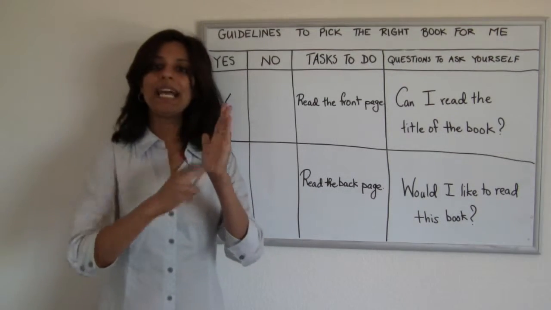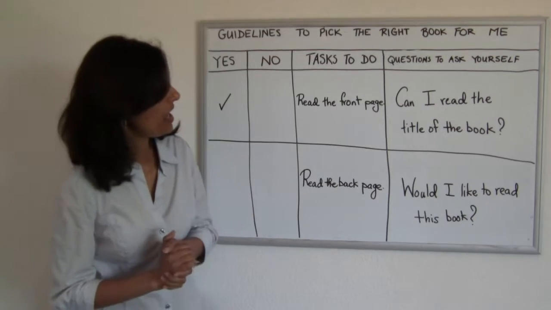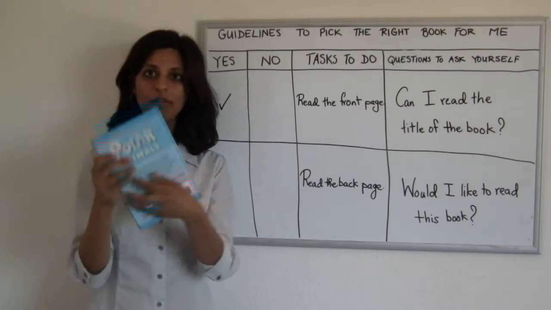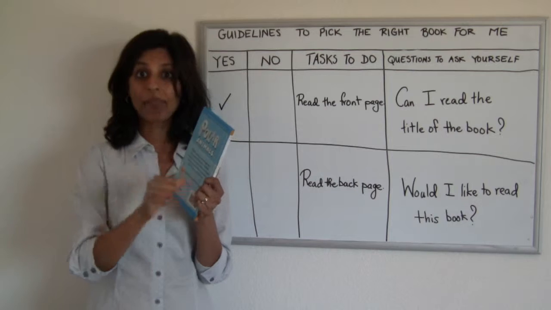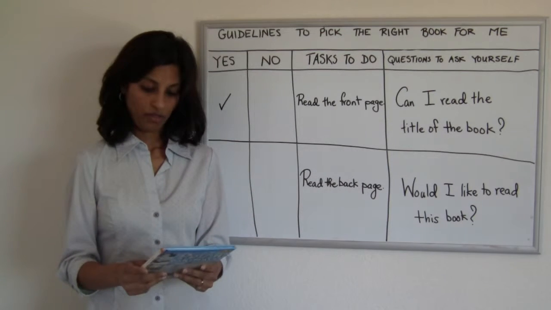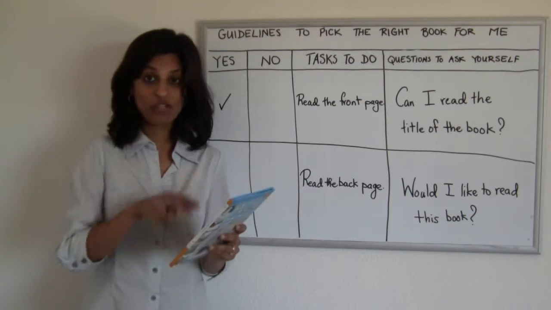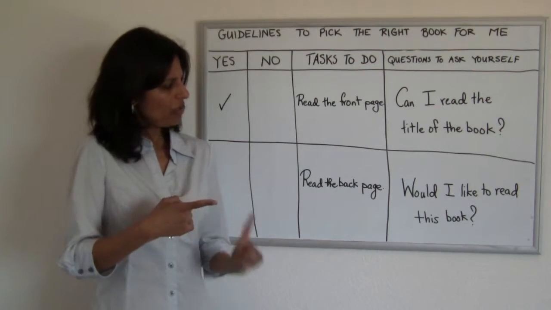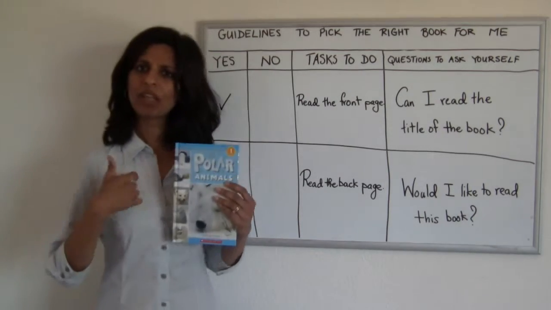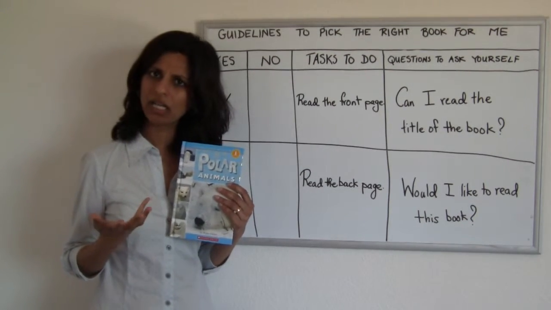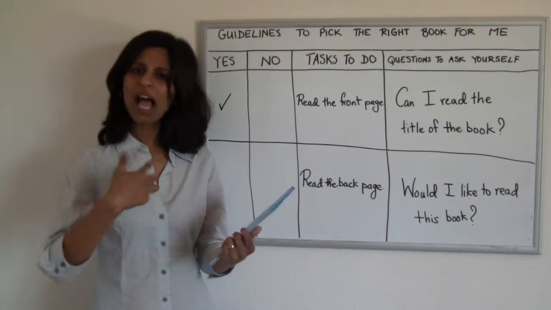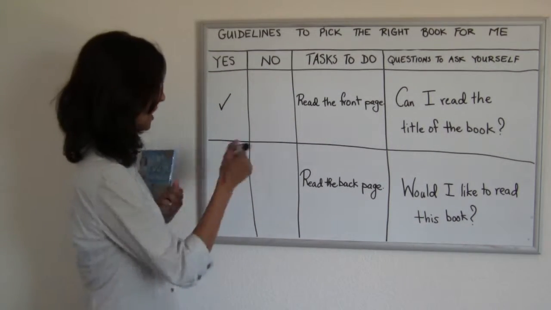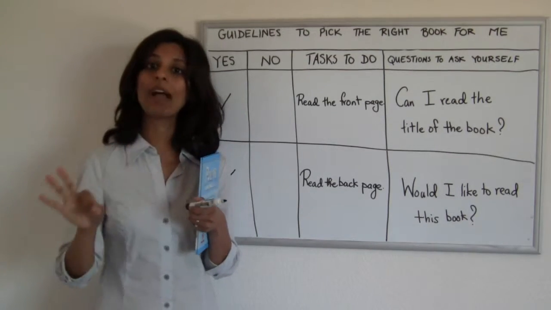Now, next it says read the back page. Okay? So I'm going to do that first. Okay? So here's my book. And I'm going to read the back page. Okay. Now, I finished reading the back page. Now, let's see, what is the question? Would I like to read this book? Do I want to continue or do I want to put it back? I want to read. Okay? So I'm going to put a check here. Yes and a yes. So I'm going to put a check here and on my form.